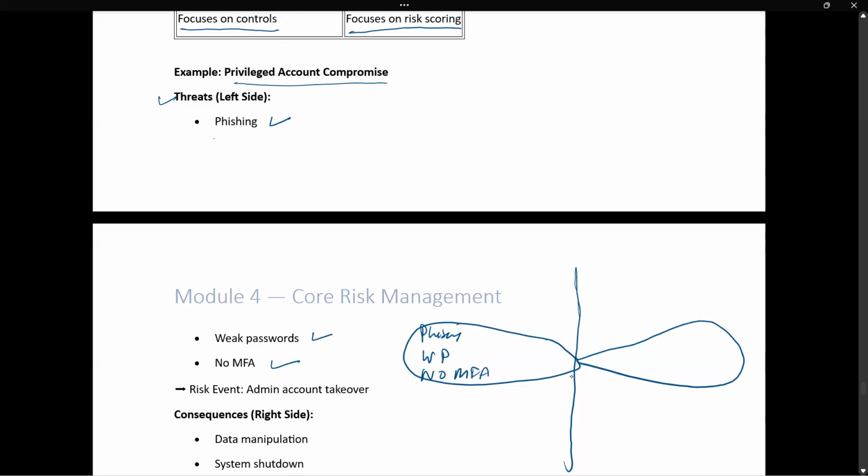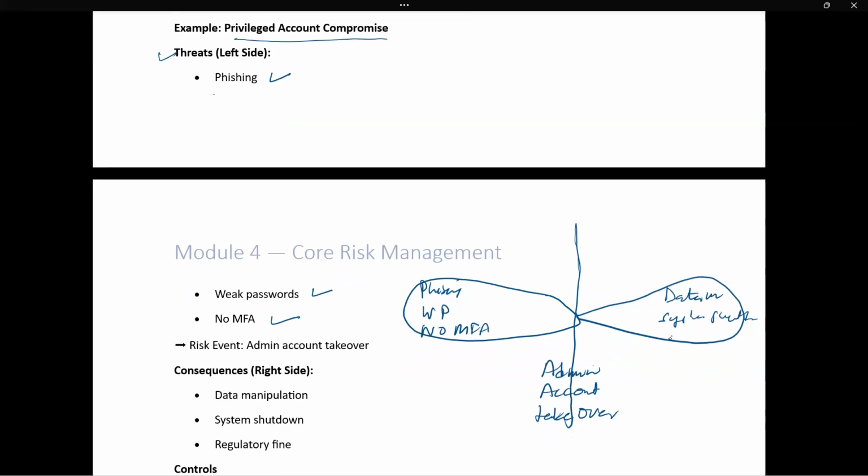Risk event is admin control takeover. This perpendicular bar is the risk event. This is admin account takeover. Consequences on the right side would be data manipulation, system shutdown, and the third is regulatory fine, penalties. So these are the consequences.